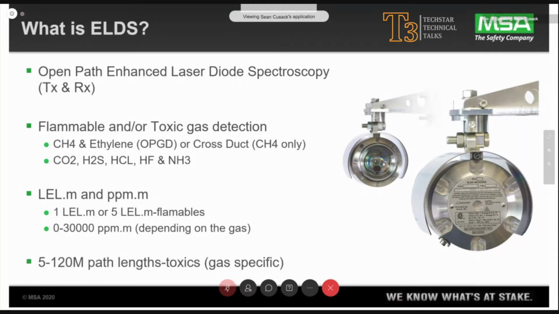Path lengths can be anywhere between 5 and 120 meters for toxics and also for flammables. It's actually gas specific. If you had an opportunity to look at any of our part numbers online or in a price book, you'll note that we have over 160 different part numbers available depending on the gas of interest, approvals, measurement range, and also the path lengths.